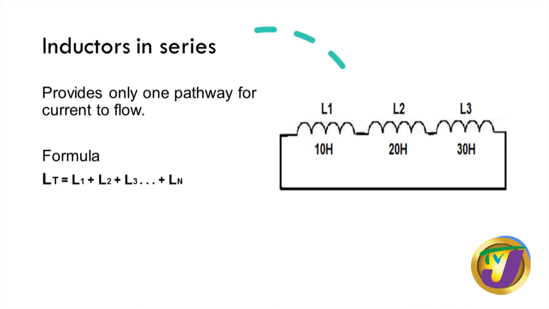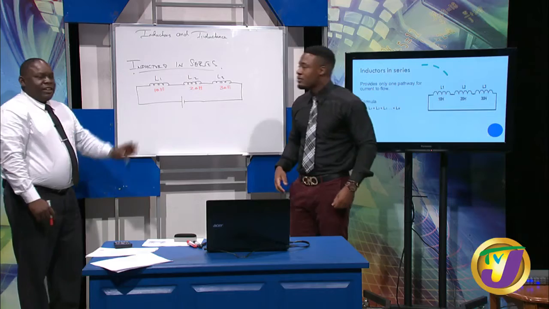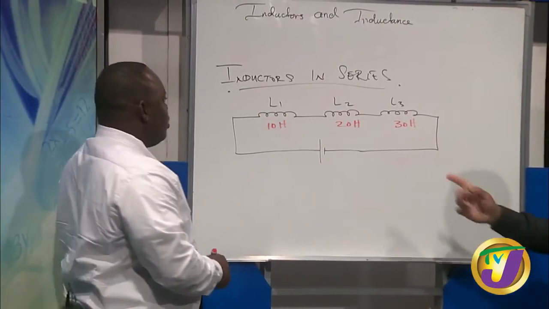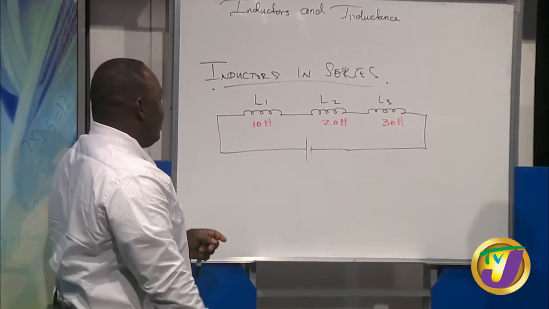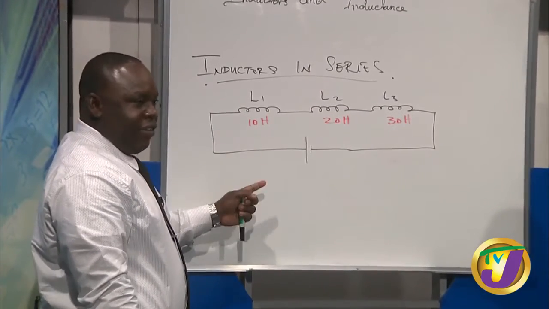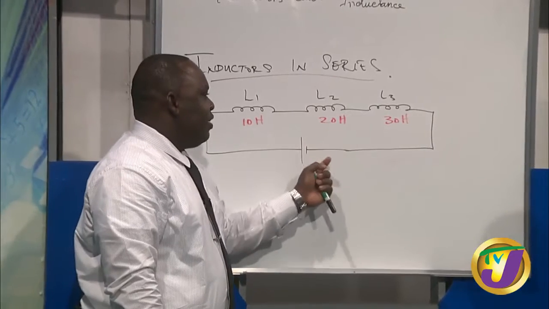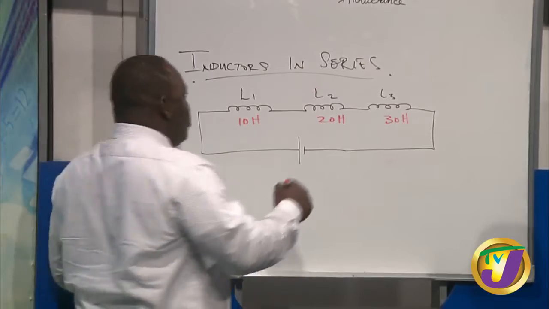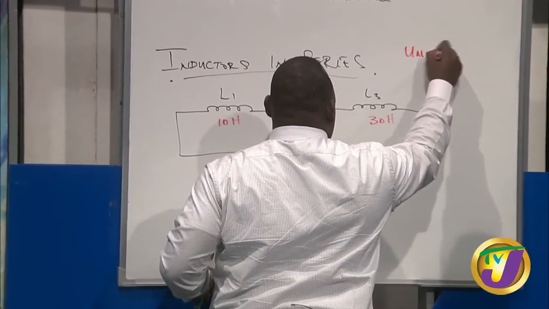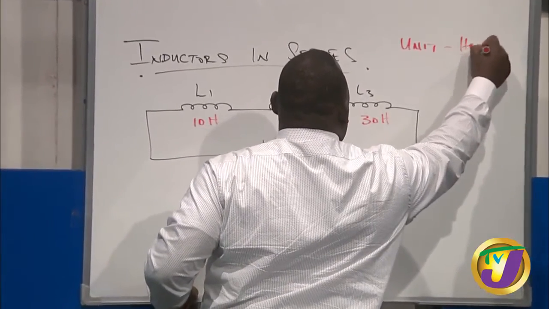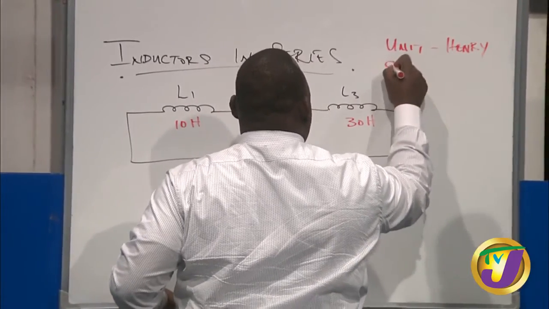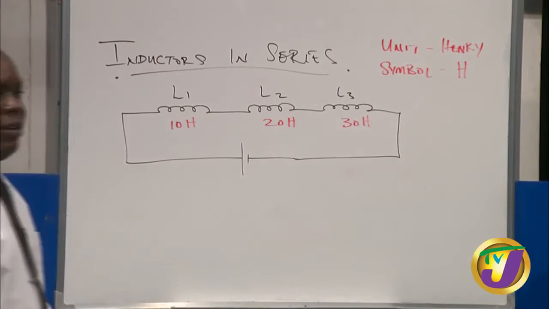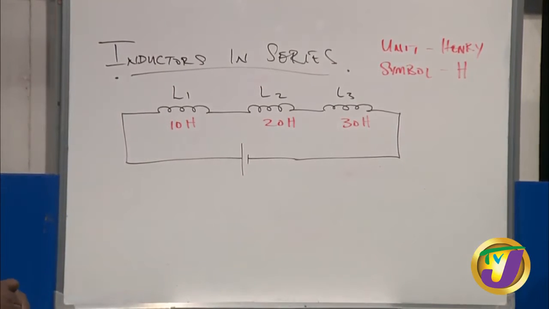All right. Now we're going to be looking at the circuit that we have on our PowerPoint. We're going to be looking at that circuit on our board. As you would have observed from the slide, L1 is 10 henries, L2 is 20 henries, and L3 is 30 henries. Of course, you would have derived from this that the unit for inductance is actually the what? The Henry. And its symbol is a capital H. Very important, students, that you pay attention to that.